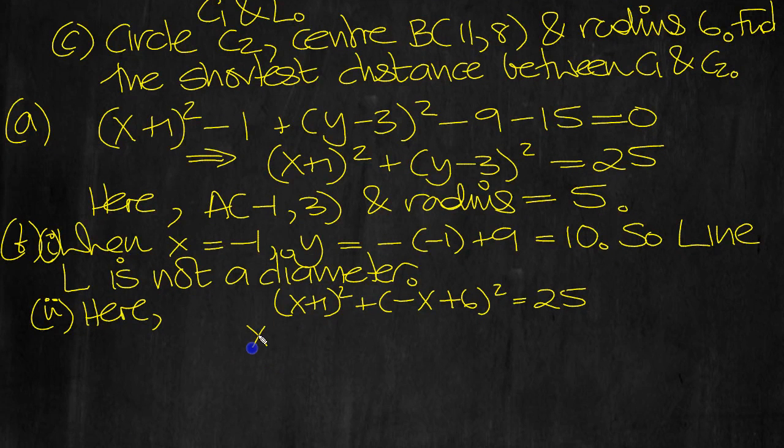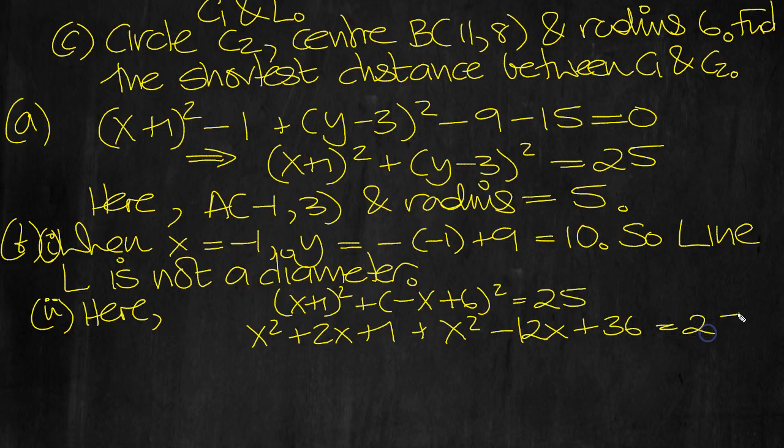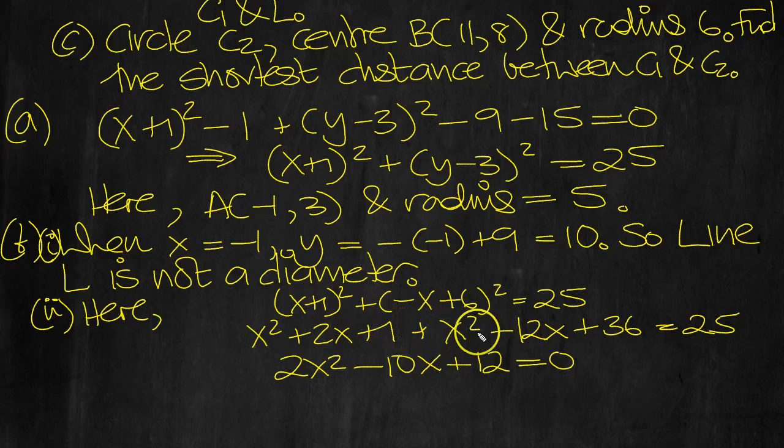See what we get. x squared plus 2x plus 1 plus x squared minus 12x, isn't it, for the middle terms, plus 36 equals 25. So we get 2x squared. 2 take 12x is minus 10x. And then the constant's 37. Move the 25 over to minus 25. 37 take 25 is 12, isn't it?